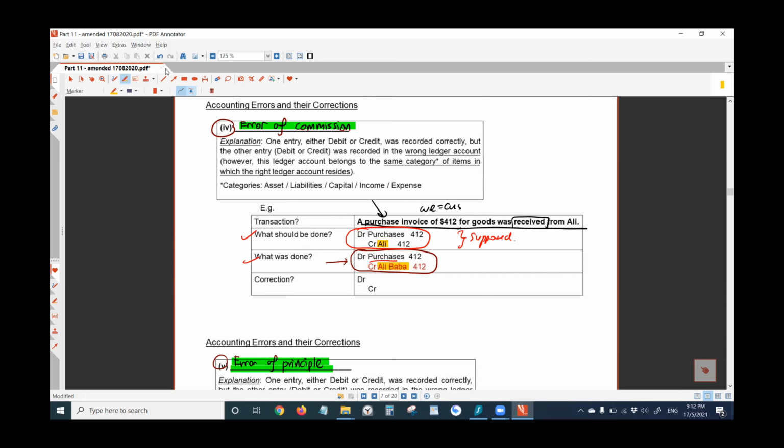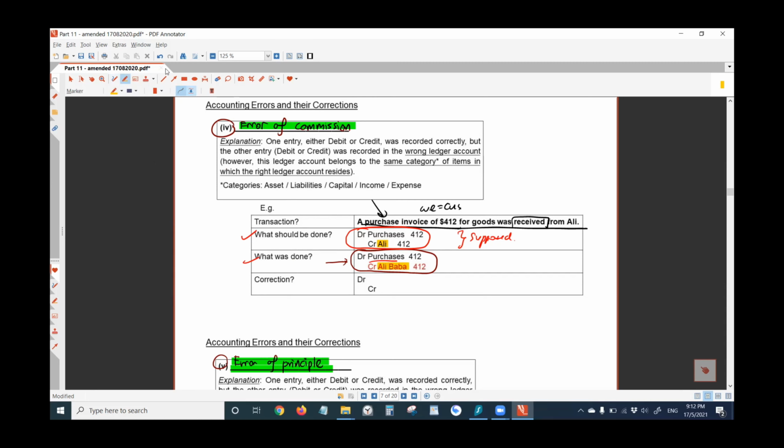Okay, now we analyze. So we know that this is the correct one, right? They are supposed to debit purchases account. That's the correct account that they should have chosen. But they debited furniture account. That's the wrong account, right? Do they belong to the same category? Answer is no. The correct account, purchases, is an expense. On the other hand, furniture is an NCA. So they belong to different categories of accounts, different categories of items.